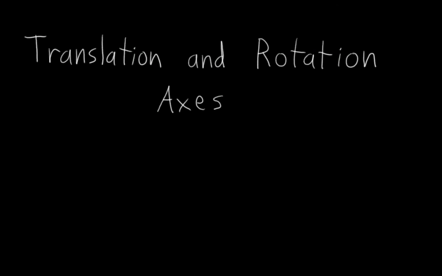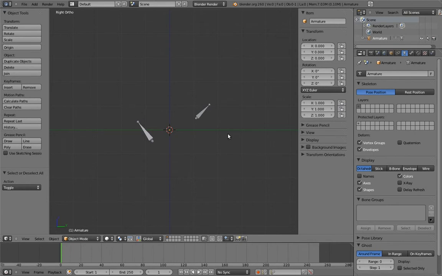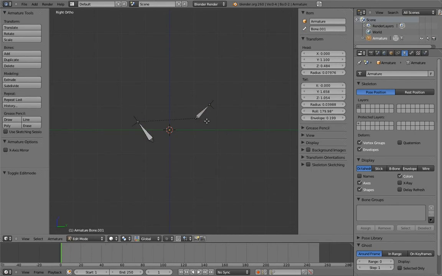The translation and rotation axes of bones are determined by the bone's orientation in edit mode. I touched on this briefly before, but I'm going to go a bit more in-depth into it now. Let's take a look at this armature I've prepared for us. We can see the rest position of the bones by entering edit mode on the armature. I've enabled axis display so that we can see the axes of the bones. And we can see that the y-axis of this bone is pointing off at an angle.